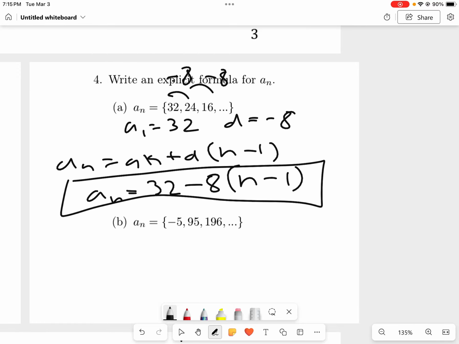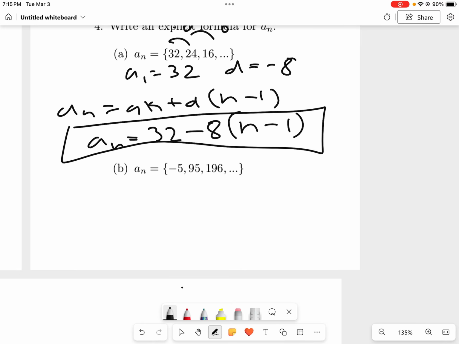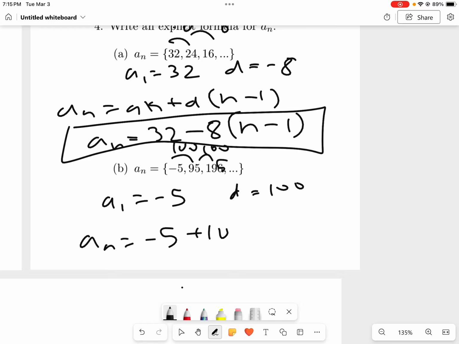Okay, so this next one, it's supposed to be 195, not whatever that is. So you go from -5 to 95, that's 100, and then another 100. So it's another arithmetic sequence. Your A1 is -5, your D is 100. Do it again, AN equals A1, which is -5, plus D, which is 100, times n minus 1. Boom, just like that.